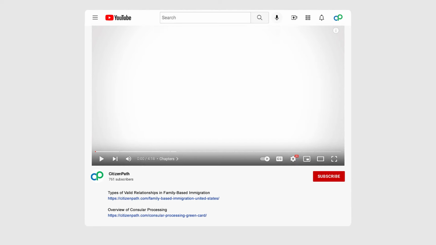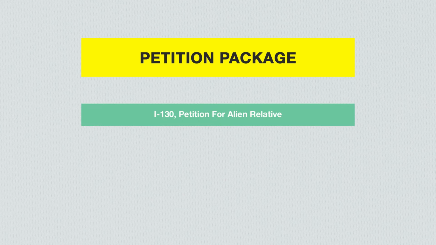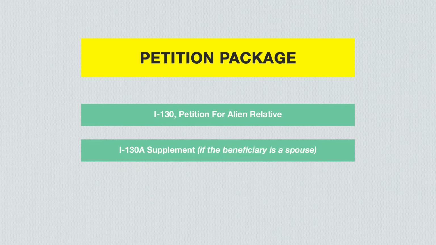For an explanation on the types of qualifying relationships and how long each one takes, use the links in the description of this video. To start the process, the U.S. citizen or permanent resident must file a petition package with U.S. Citizenship and Immigration Services. The package includes these forms: I-130 Petition for Alien Relative, and I-130A Supplement if the beneficiary is a spouse.